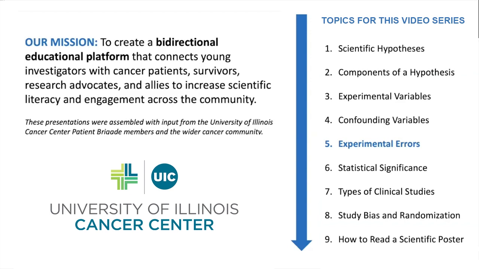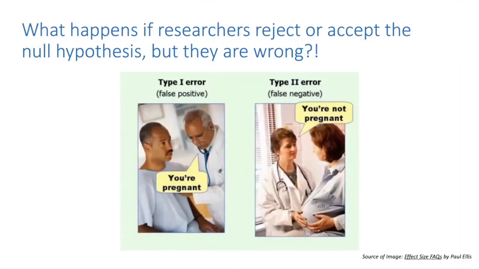In the previous modules, we've discussed the different components of a hypothesis and various experimental variables. Next, it is important to look at how the experimental results can be interpreted and different errors that can occur. What happens if researchers reject or accept the null hypothesis, but are wrong? There are two different types of errors that can occur. There is the type 1 error or type 2 error.